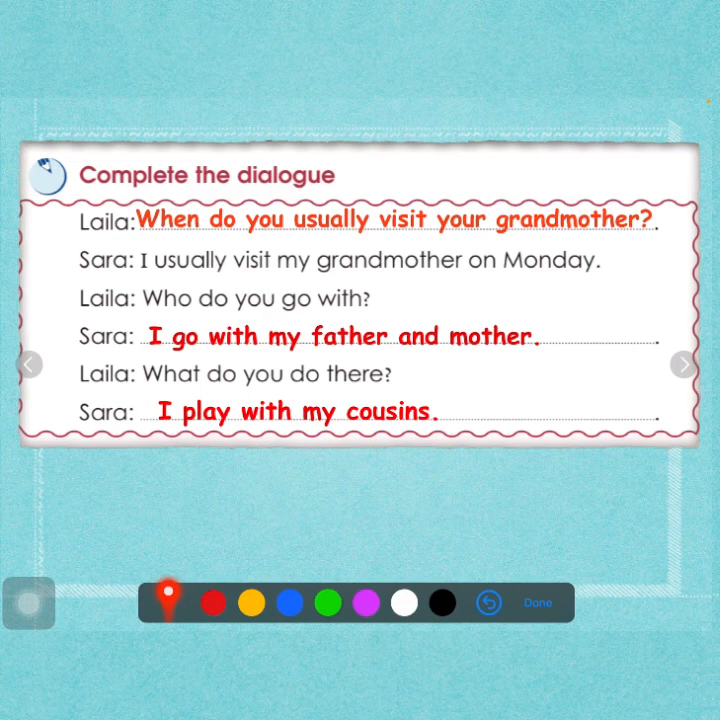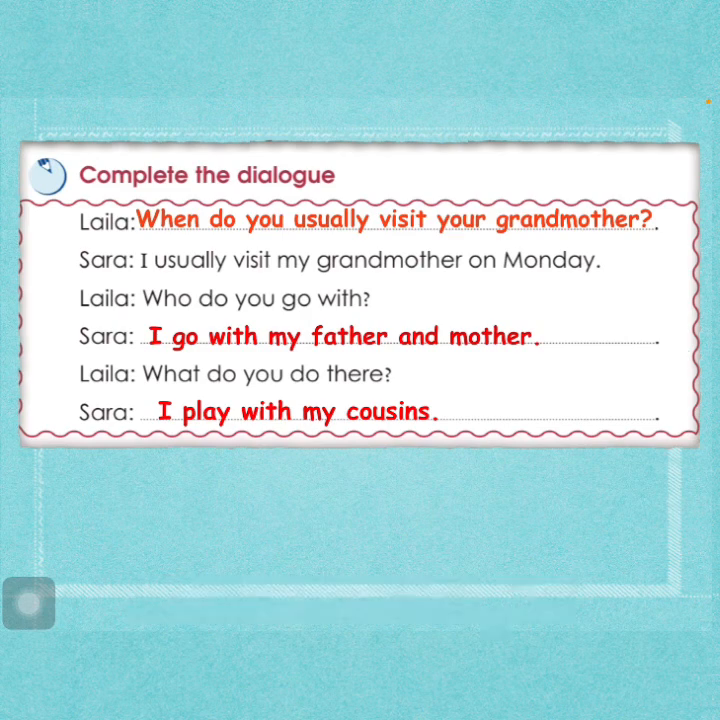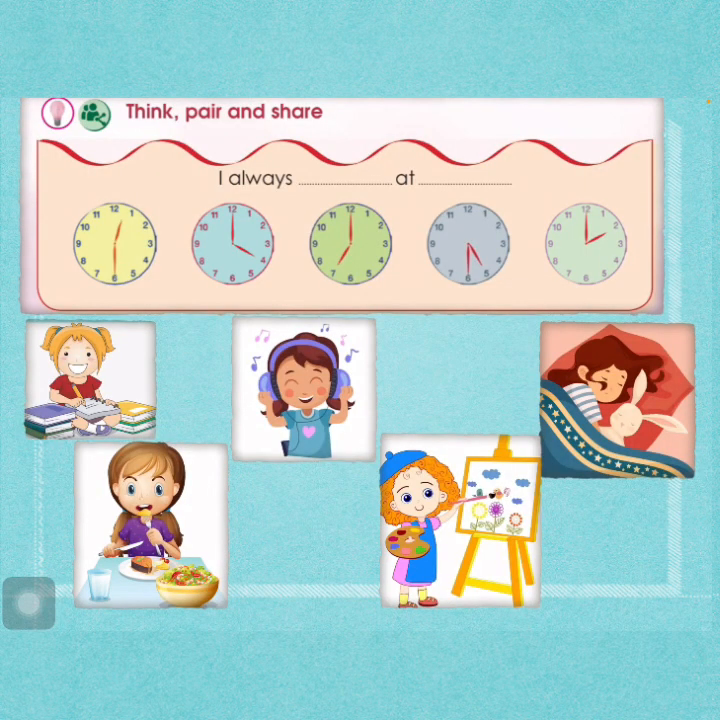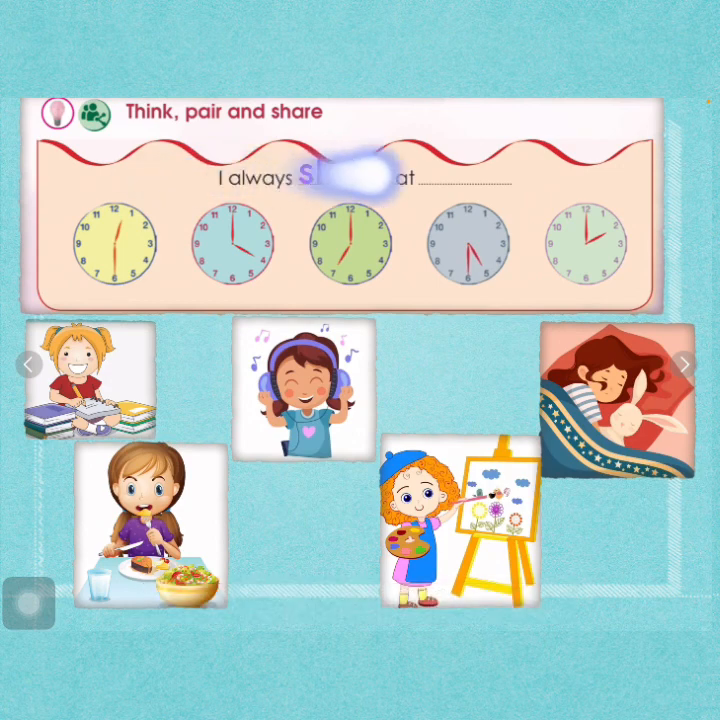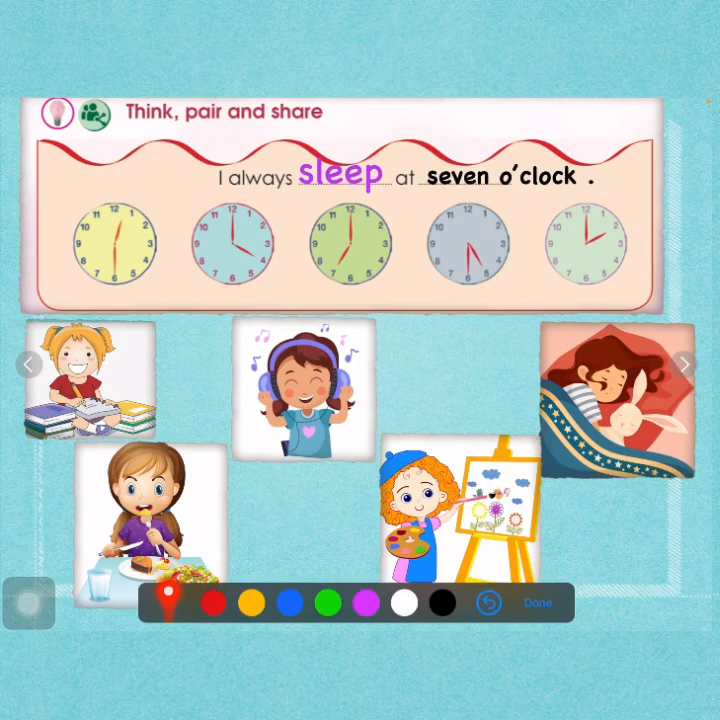Good, girls. Now let's continue. Okay, girls. Now what are we going to do? We are going to think, pair, and share. You are going to tell me what you always do every day using these clocks, and the picture is going to help you. For example, I always sleep at 7 o'clock.